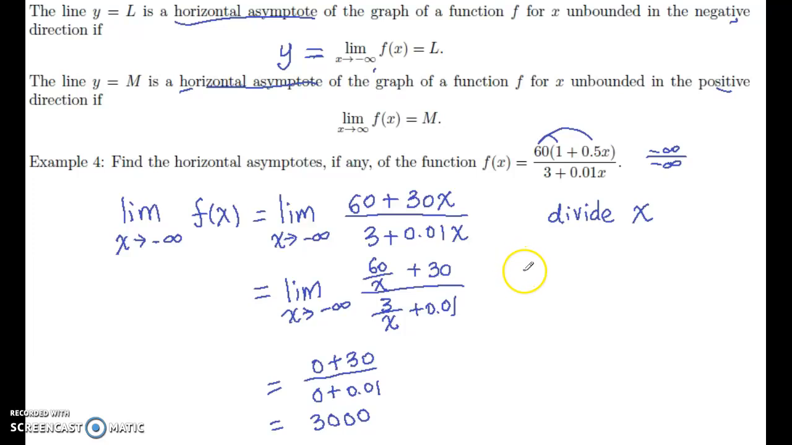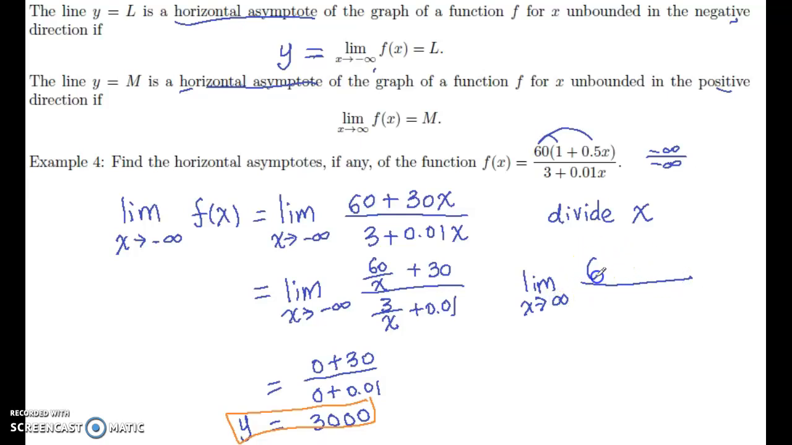So what we see is y equals 3000 is a horizontal asymptote for this function. Now how about the limit as x approaches positive infinity?